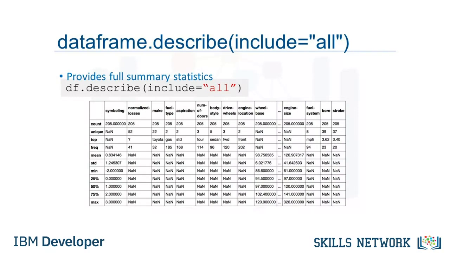We see that for the object type columns, a different set of statistics is evaluated, like unique, top, and freq. Unique is the number of distinct objects in the column. Top is the most frequently occurring object, and freq is the number of times the top object appears in the column. Some values in the table are shown here as NaN, which stands for not a number. This is because that particular statistical metric cannot be calculated for that specific column data type.